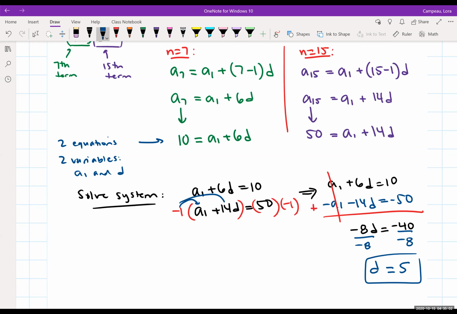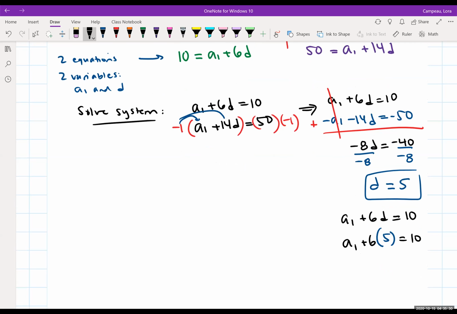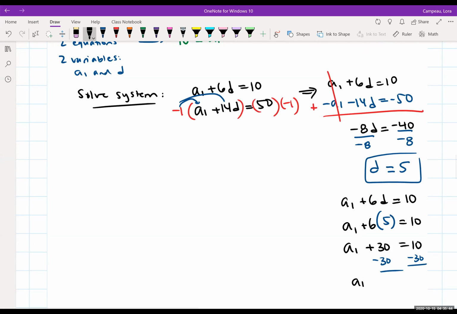So basically, we're going to tie up this system. If we already know d equals 5, we'll plug d equals 5 into one of the equations. I'll try the top equation: a sub 1 plus 6d equals 10. If d equals 5, I just plug in 5. This leaves me with a sub 1 plus 6 times 5 equals 10. A little bit of math: a sub 1 plus 30 equals 10. So all we have to do is subtract 30 on both sides. We should get a sub 1 equals negative 20. So that's the value of our second variable.